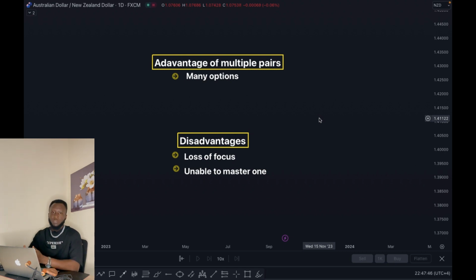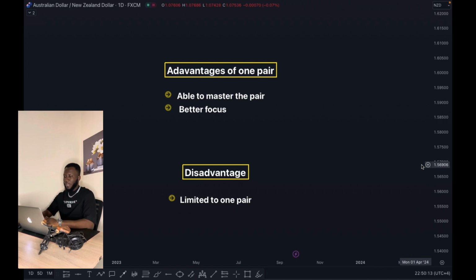And this was as a result of me having a lot of pairs on my watch, right? So these are the disadvantages that I have, having a lot of pairs in your watch list. Now let's talk about the advantages and also the disadvantage of having just one pair in your watch list.